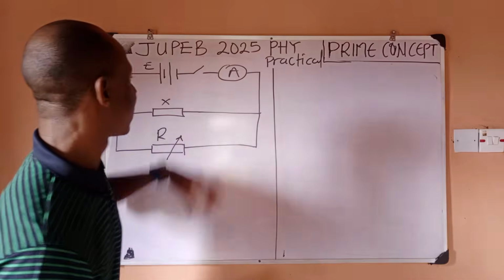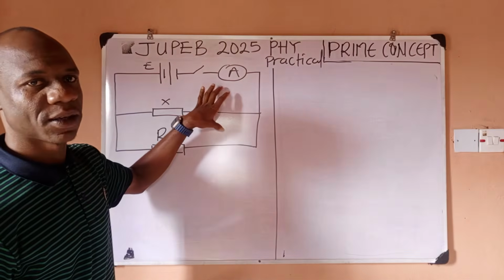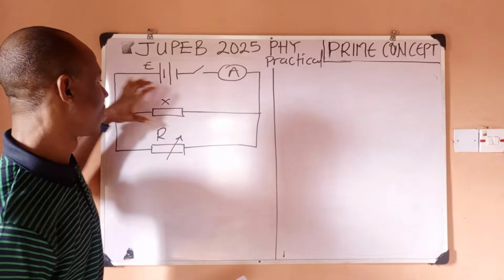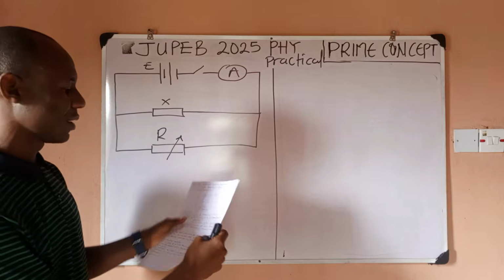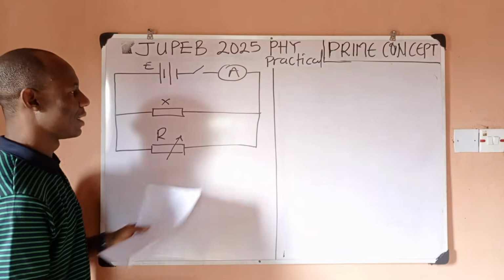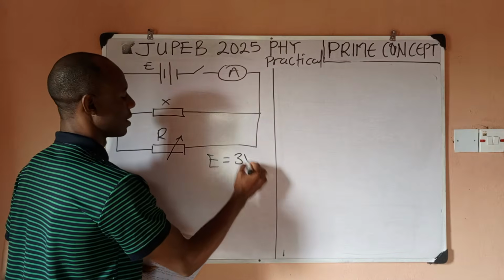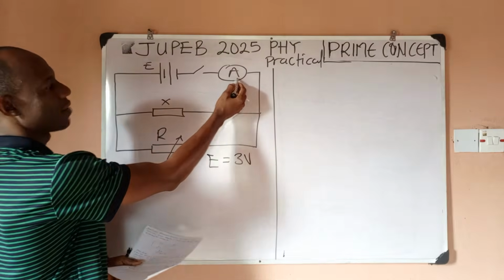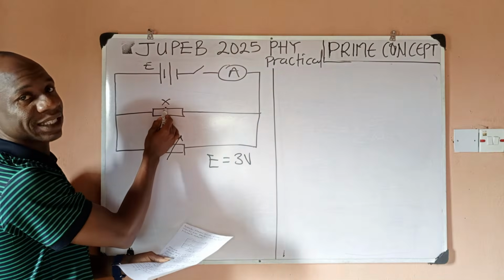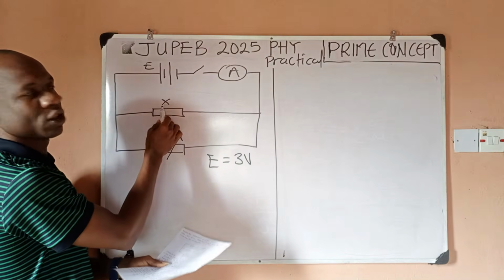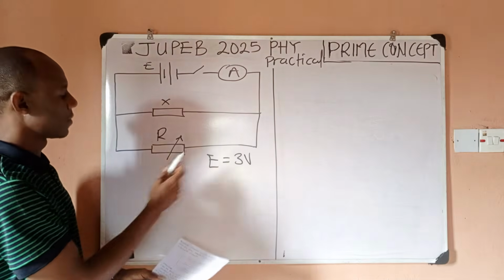So the exam has a circuit diagram like this. That is the first part of the exam, which is the electricity. This is the circuit diagram that was given, right? And they provided a battery with EMF. So the EMF of the battery that was provided was 3 volts, right? So you have an ammeter to measure the current. You have X, which is a standard resistor whose value was not revealed to them. But then I'm going to tell you what to do about this.